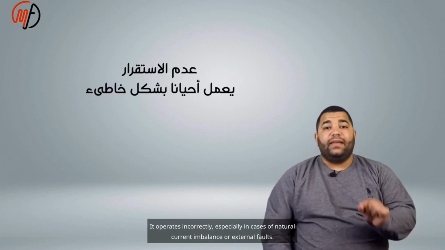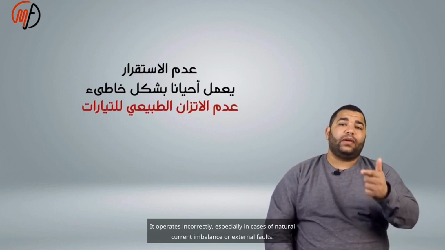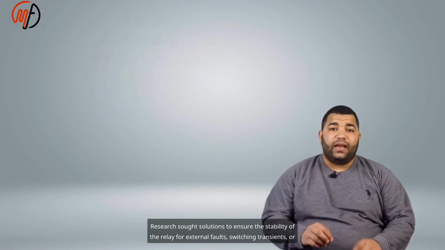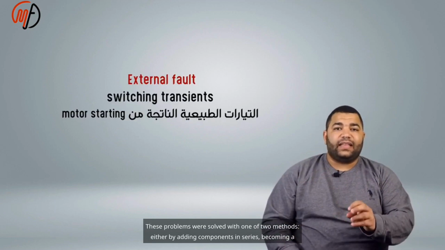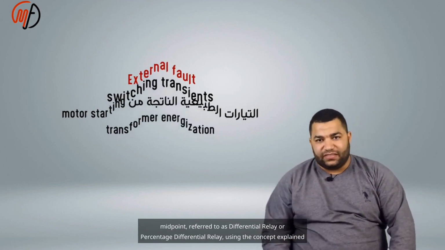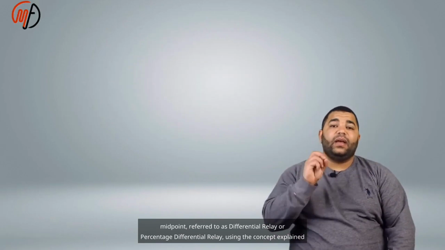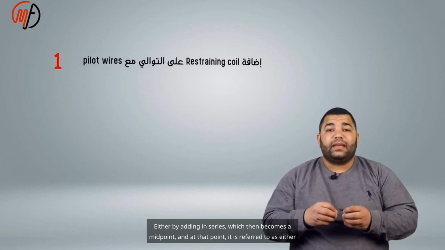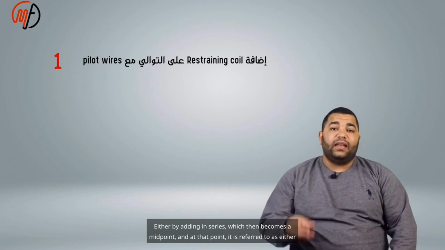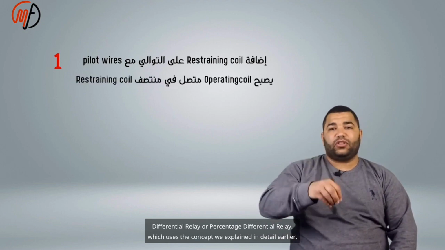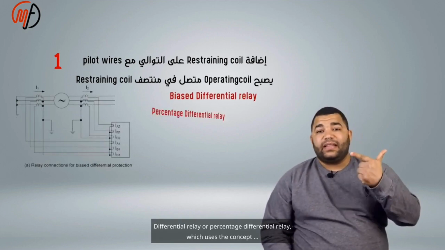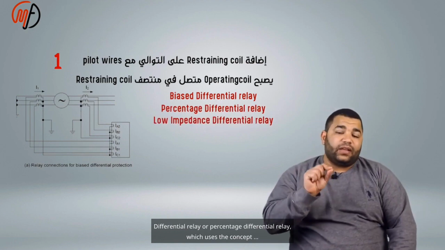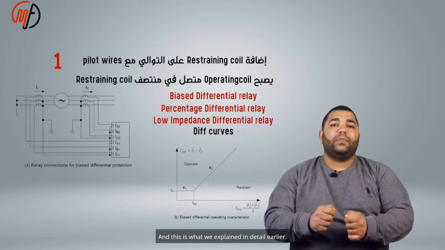It operates incorrectly, especially in cases of natural current imbalance or external faults. Research sought solutions to ensure the stability of the relay for external faults, switching transients, or even in cases of natural currents from motor starting or transformer energization. These problems were solved with one of two methods: either by adding components in series, becoming a midpoint, referred to as differential relay or percentage differential relay, which uses the concept we explained in detail earlier.